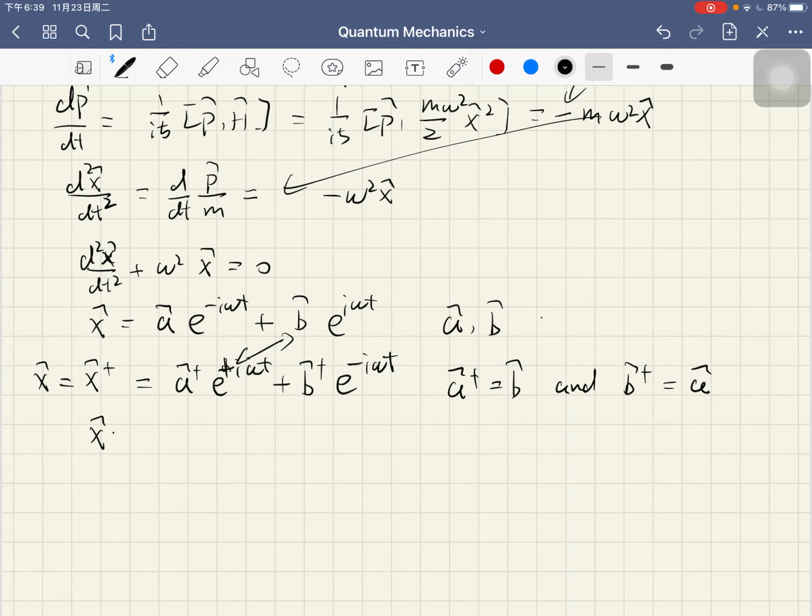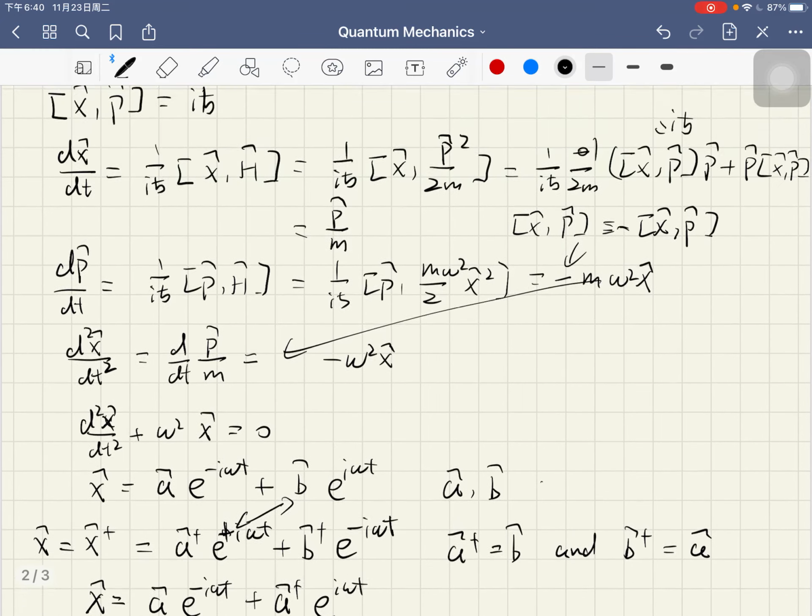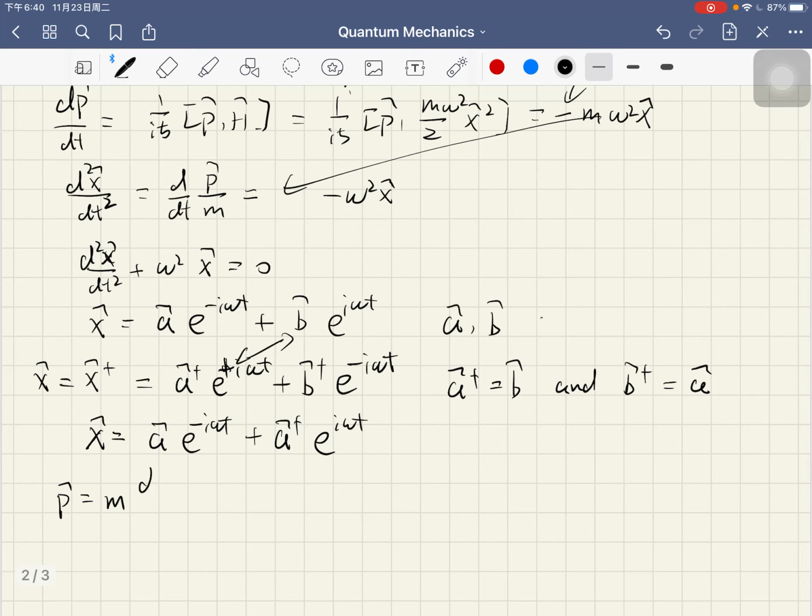So what we get is x equals a exponential minus i omega t plus a dagger exponential i omega t. Similarly, we can get p equals m dx/dt. We get a similar relation, with m minus i omega t exponential minus i omega t plus a dagger m i omega t exponential i omega t.